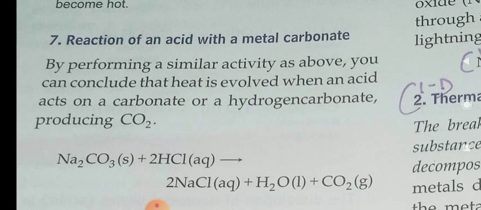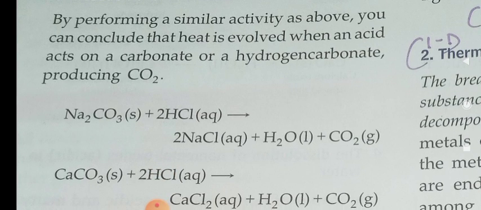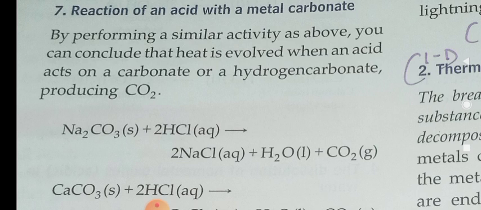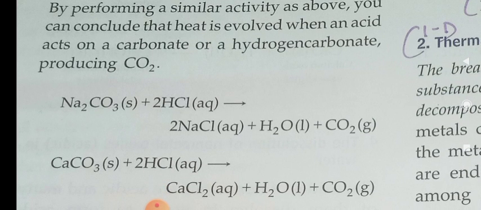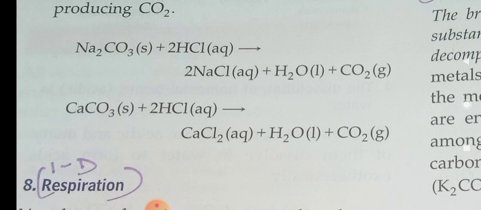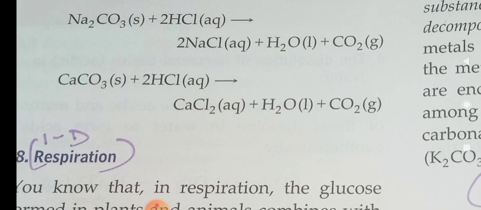The next example of an exothermic reaction is the reaction of an acid with a metal carbonate. When an acid acts on a carbonate or hydrogen carbonate, carbon dioxide is produced. This reaction is also an exothermic reaction. For example, sodium carbonate reacts with hydrogen chloride. It forms sodium chloride plus water and carbon dioxide. Carbon dioxide is evolved in these cases.